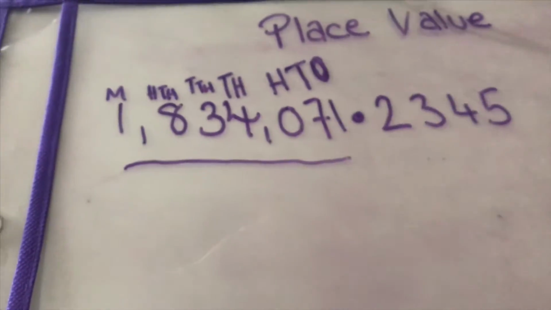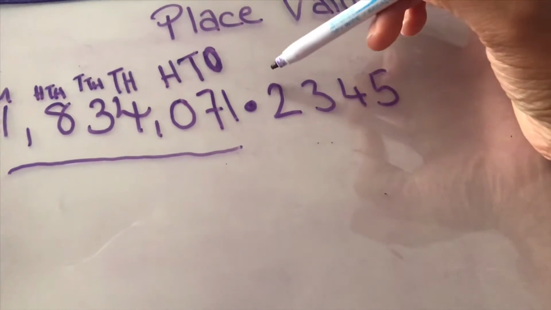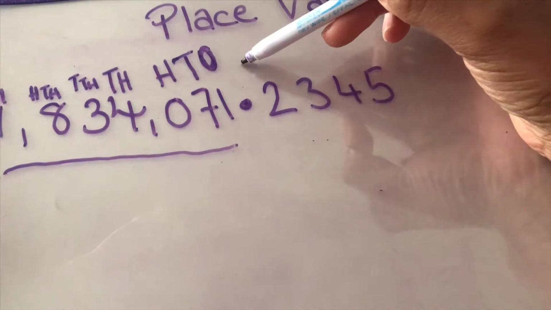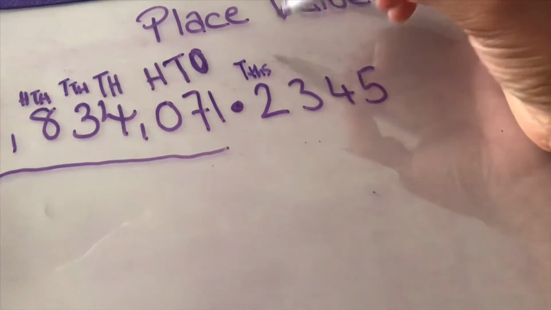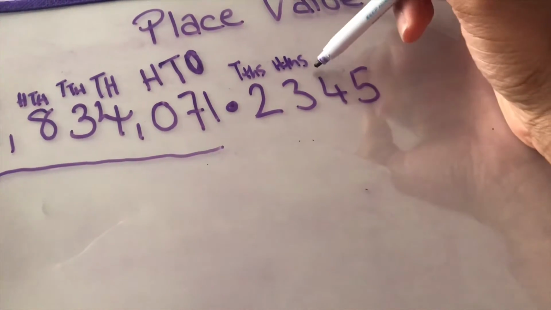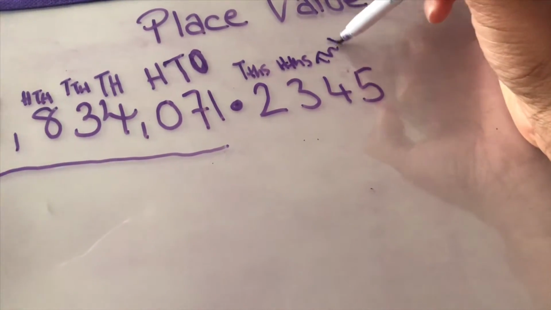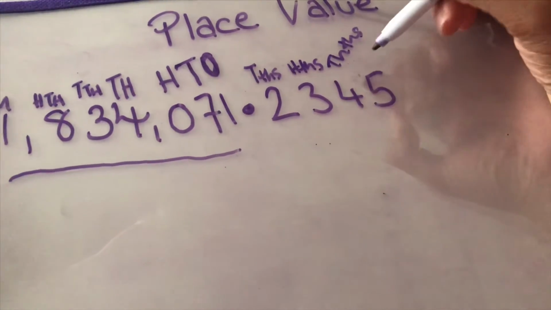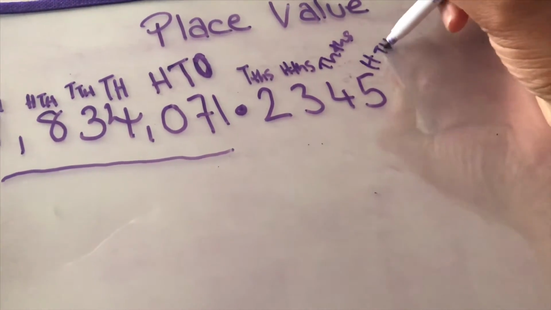Okay, now this side for the older kids, this side is the tenths column, so we call this the tenths, okay, hundredths, thousandths, I have to write it sideways, thousandths. This is all shorthand, by the way, and then this is ten-thousandths, okay.